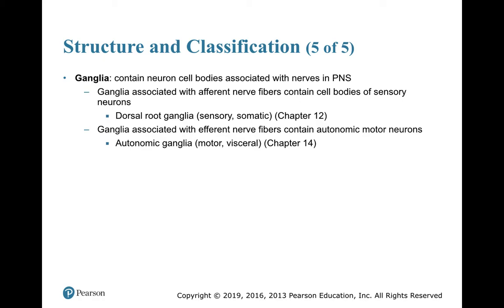Ganglia associated with afferent nerve fibers have all the cell bodies of sensory neurons. They are found in the dorsal root ganglia, and we talked about those in chapter 12. Actually, we are talking about them in chapter 12 right now. And then there are ganglia associated with efferent nerve fibers that contain autonomic motor neurons. Those would be the autonomic ganglia. And we will cover those when we get to chapter 14.